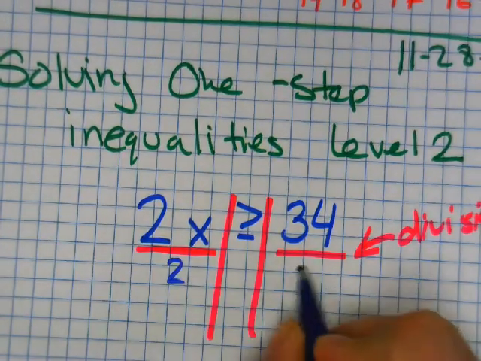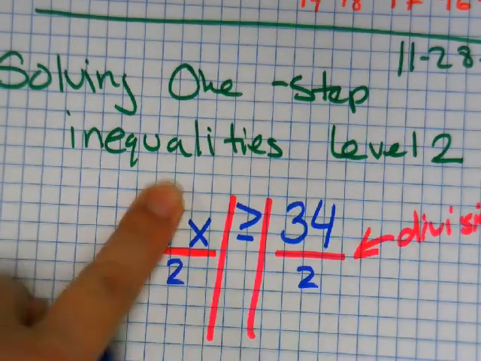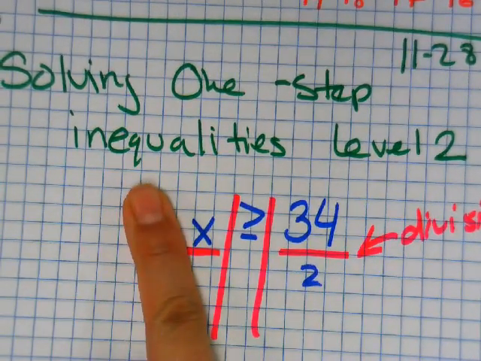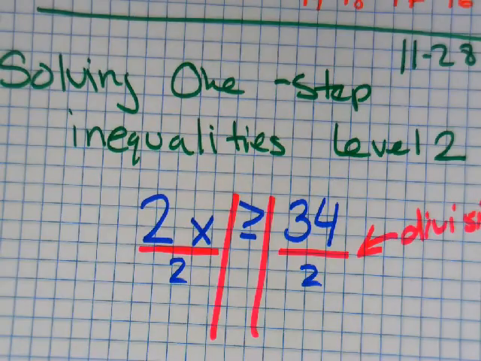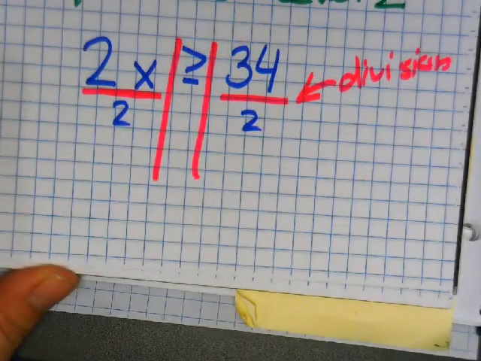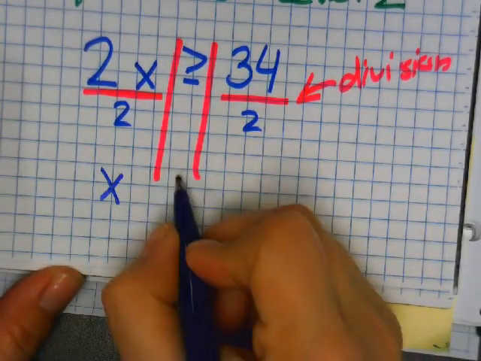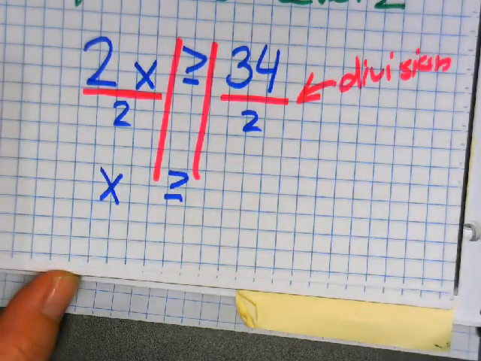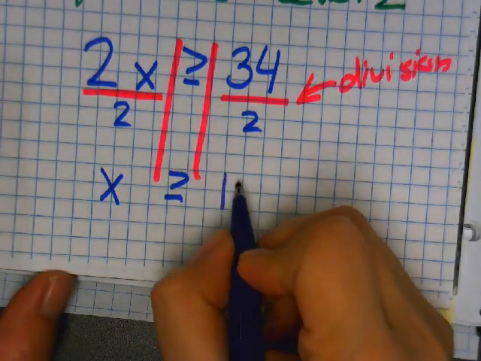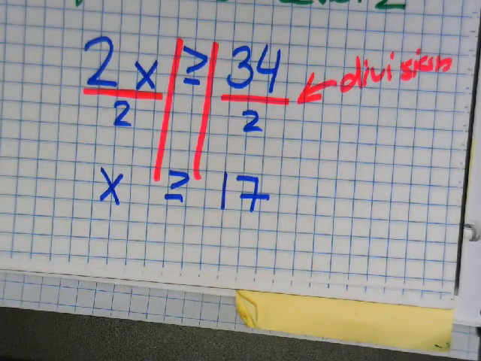2, because that's the number next to the x, and that's the one we want to make disappear. So you divide by 2 on both sides, divide by 2 on both sides, and what is x equal to? X is greater than or equal to 17. Easy enough? Yeah. Right.